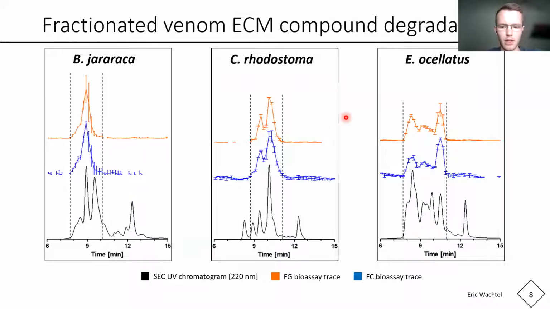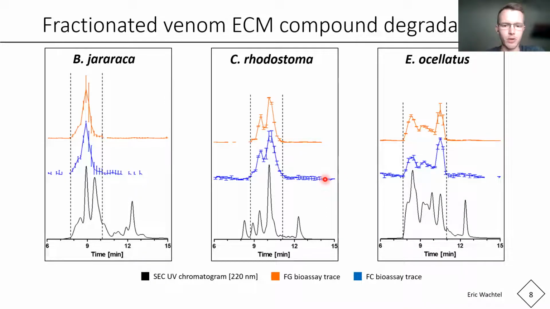This assay that we developed also allows us to study fractionated venoms. So in this case, we fractionated the venoms of the 3 very active vipers, and here we can see that both substrates, so collagen type 1 and gelatin, get cleaved by the same toxins, giving similar patterns.